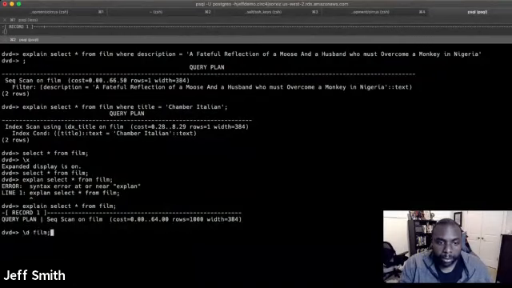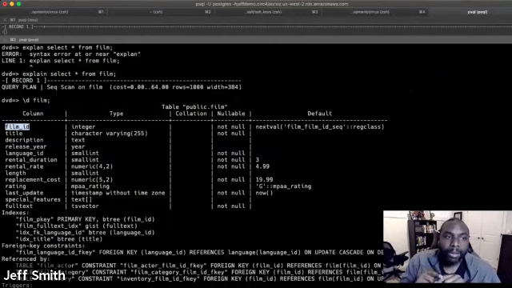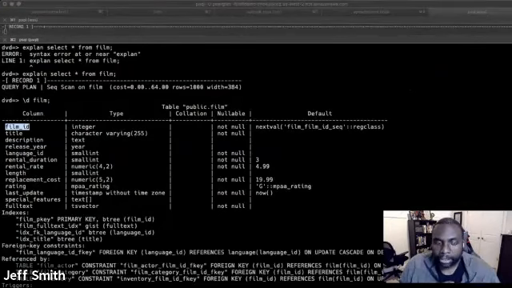the film table. Okay, so the film table has a column of film ID, title, description, release year. If I'm constantly querying by film ID, I might want an index on that. Why? Because the index will allow me to query that table much faster. And you can see that in certain query plans. I'll show you an example in just a minute.